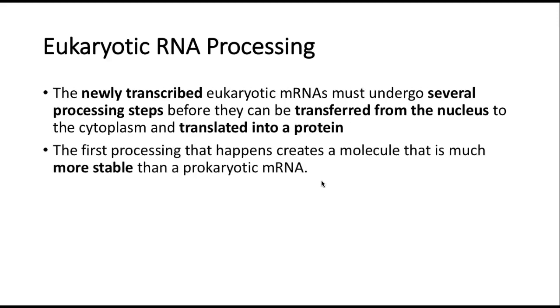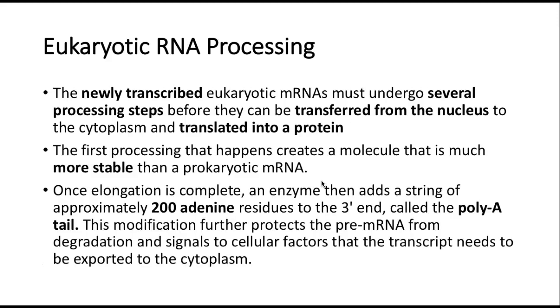The first processing that happens will create a molecule that is much more stable and will last longer than a prokaryotic mRNA. And it's got to last longer because it's got to move through the cell. Once elongation is complete, an enzyme adds a string of approximately 200 adenine residues to the 3' end. So basically on the tail end of this mRNA, you add a bunch of A's, and we call that a poly A tail. So it would be A, G, C, A, U, U, U, whatever, and then finally A for 200 A's. That doesn't code for anything. It's just something called a poly A tail.